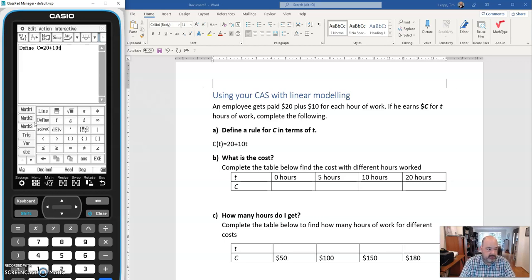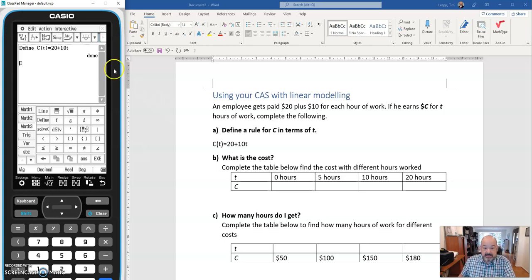Done. Oh, beg your pardon, forgive me. I have to write that it's a function of T. That's an easy mistake to make. C is a function of T, and it equals 20 plus 10T. Done. And the calculator says, yep, gotcha. So now this function, C of T, is recorded in the calculator. It'll be in your calculator too.